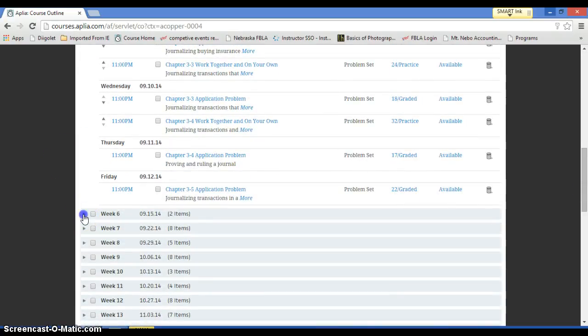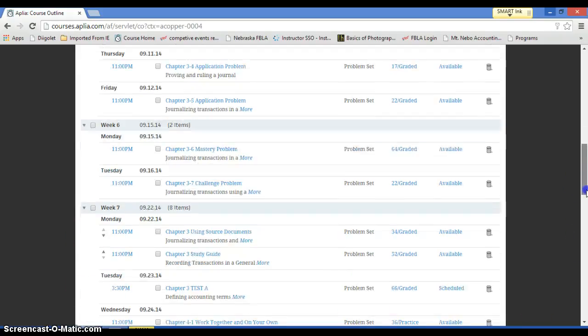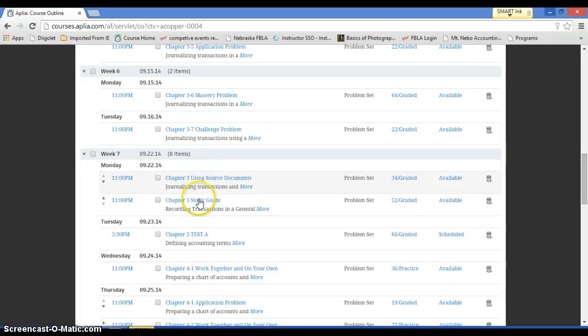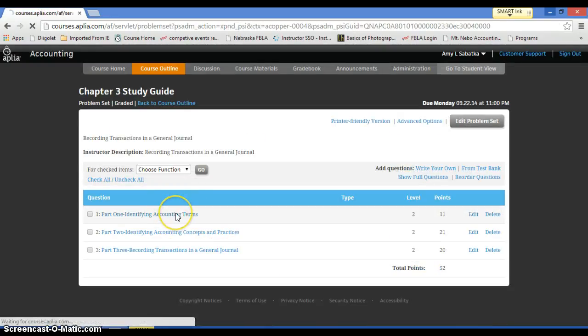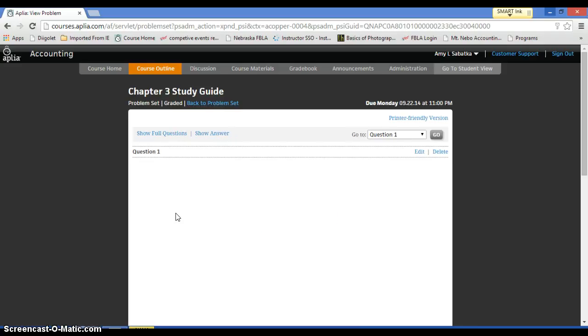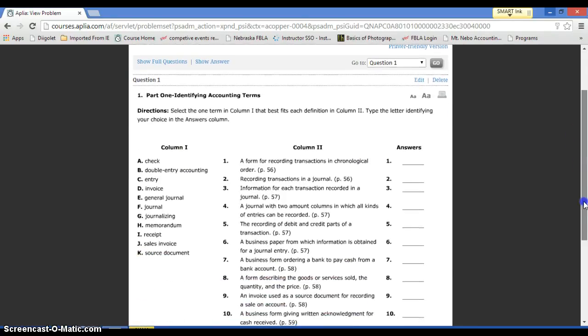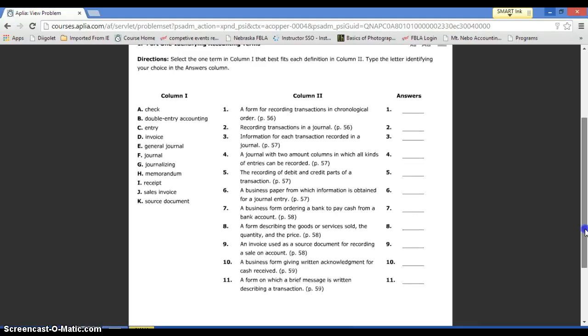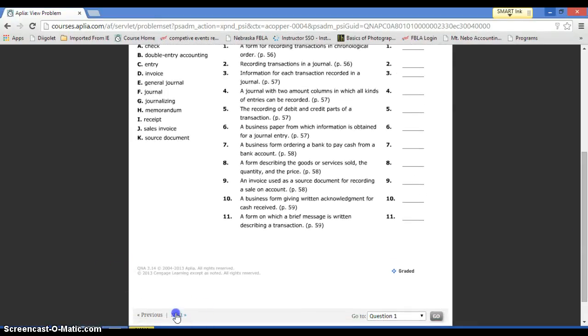Your study guide is going to be clear down onto week 7. And as you can see, we have a lot that goes with chapter 3. So first part, this is just your terms and your matching again. Very similar to what you've done for all the study guides so far. If you want to print this off, write it out, and then go back in, put in your answers, you're more than welcome to do so.